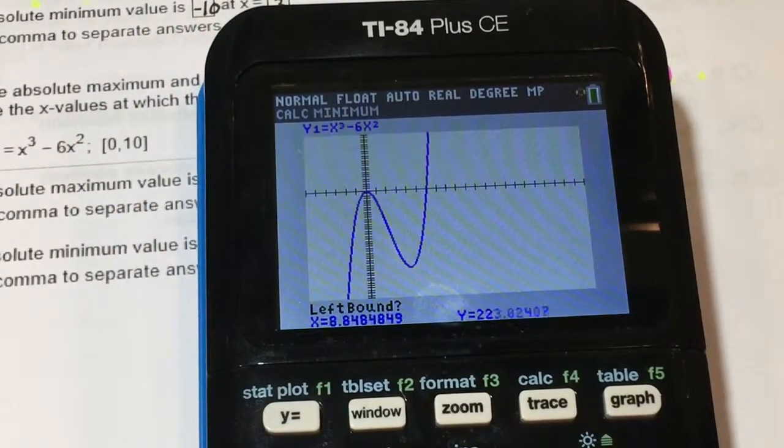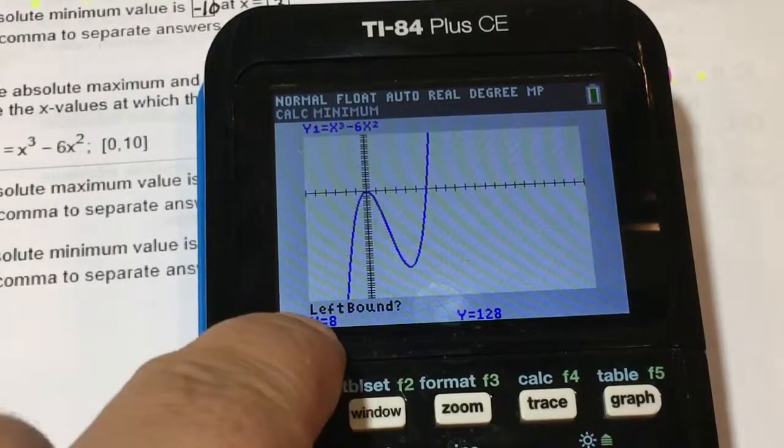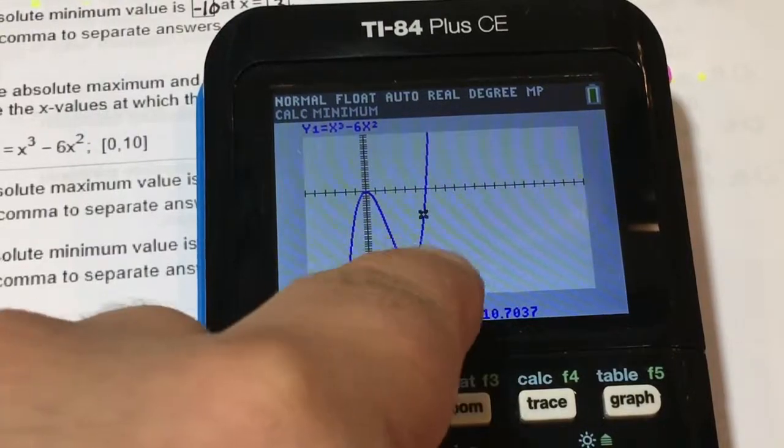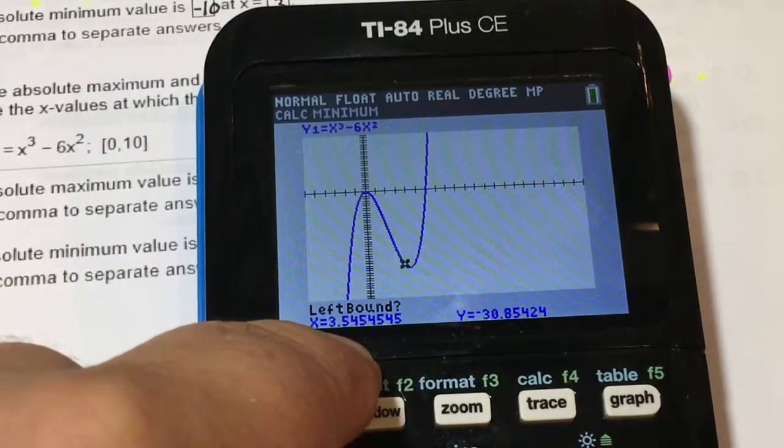See where I'm located. I can't find it. Where's my cursor? Notice it says it's at 8. So this is way over here. So I'm going to try to get it in until it comes into the screen. There it is. So I have to get it to the left of my drawing. So there's my left bound.